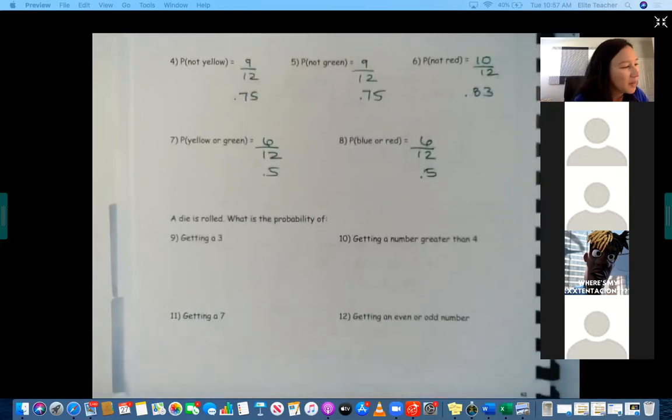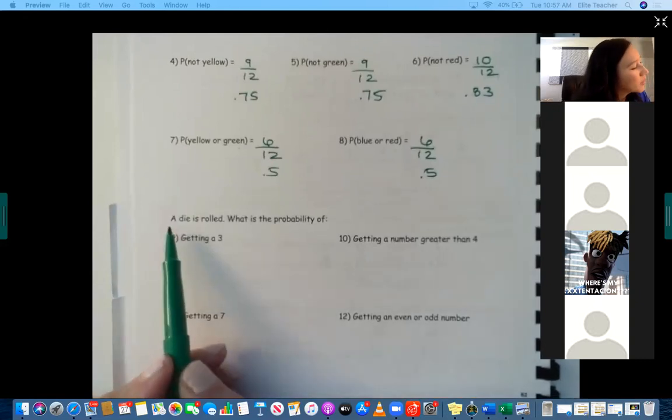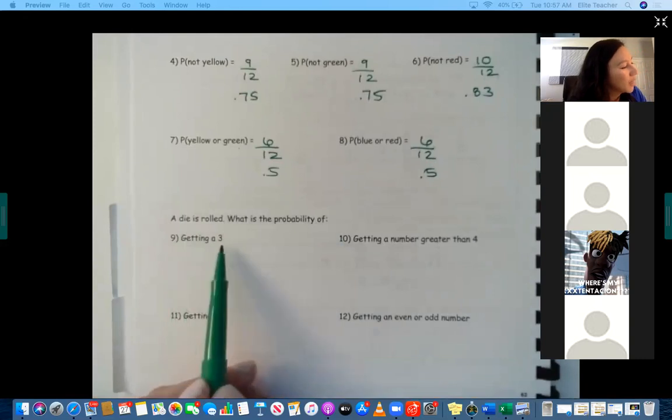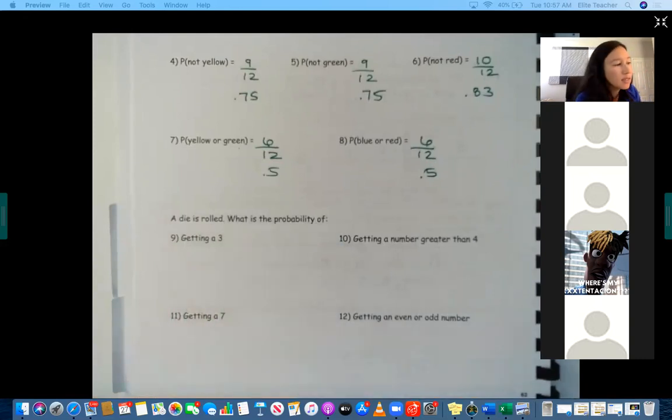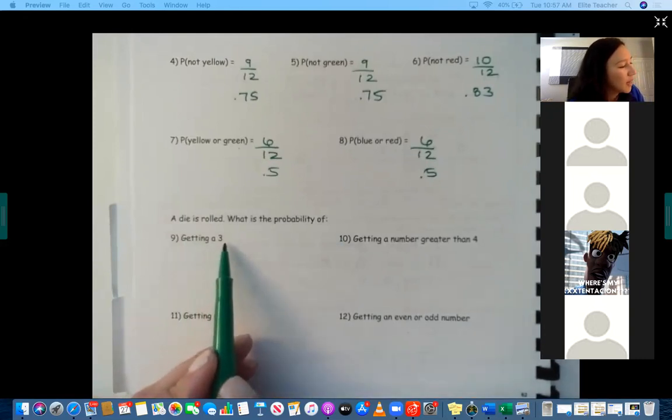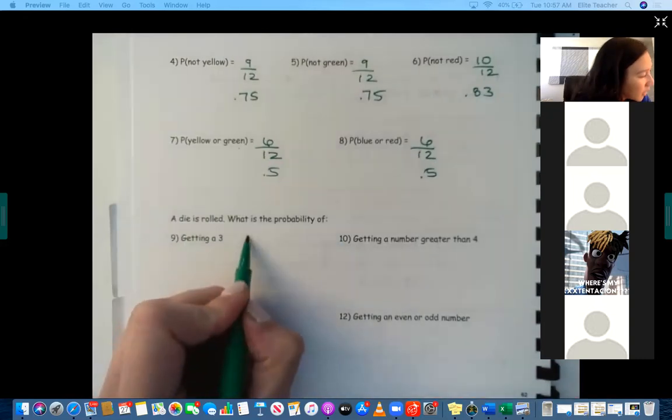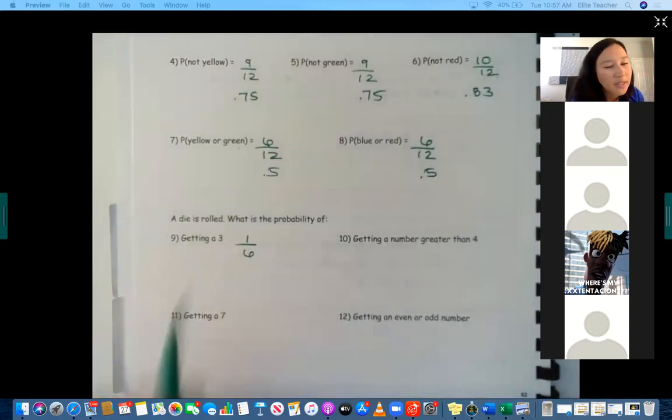Okay, and then probability, they love to talk about marbles and about a die or dice. However, so a die is rolled. What is the probability of getting a three? So on a dice, you could get a one, a two, a three, a four, a five, or a six, just on a standard one. So the probability of getting a three, there's one three out of six different sides.